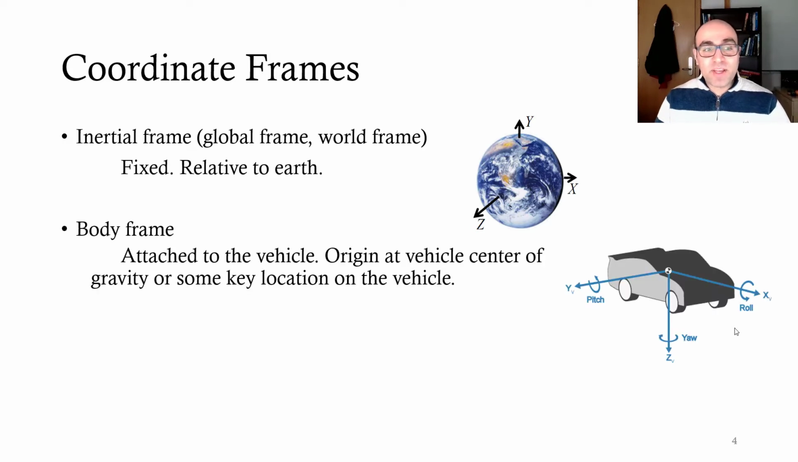The second frame is the body frame. We attach this frame to one important part in the car, usually the center of gravity. This frame is not fixed. This is moving. As the car moves and turns, the body frame changes too.